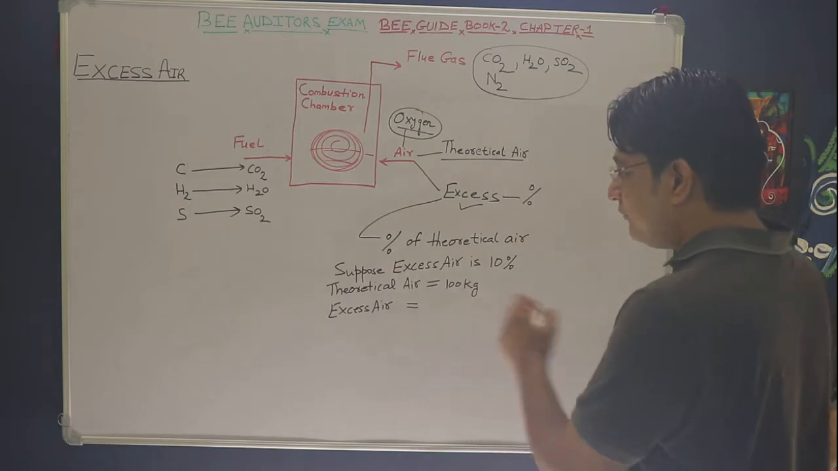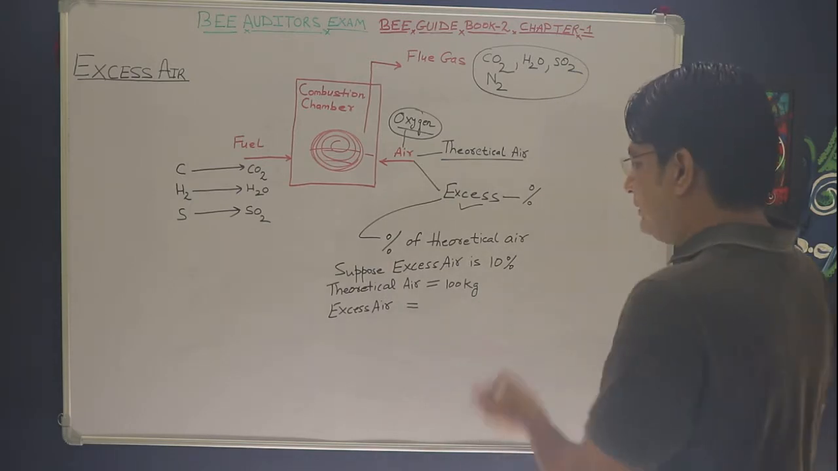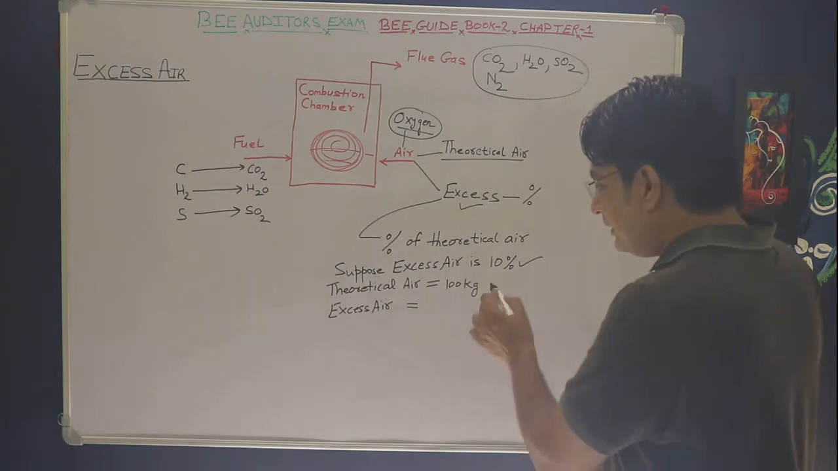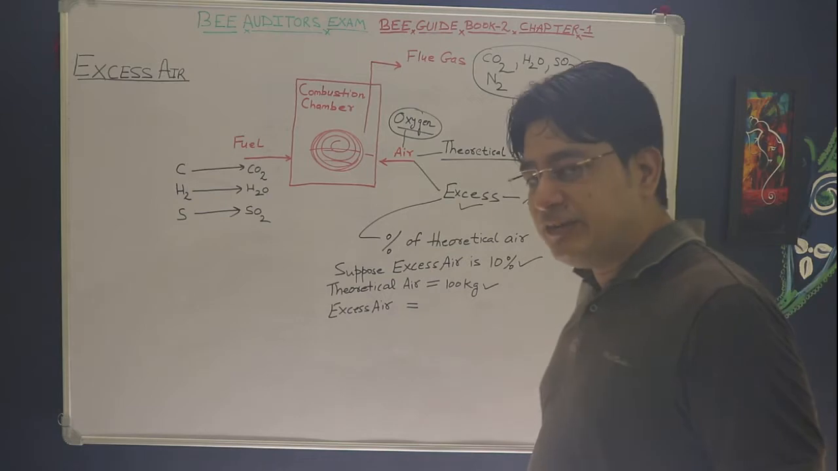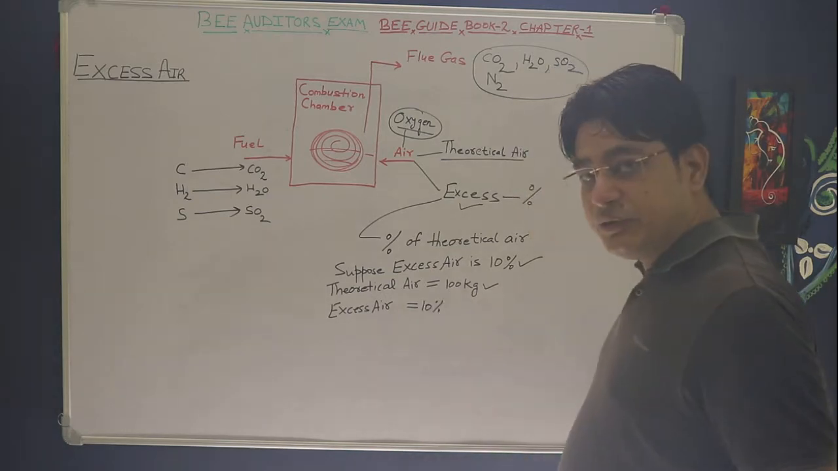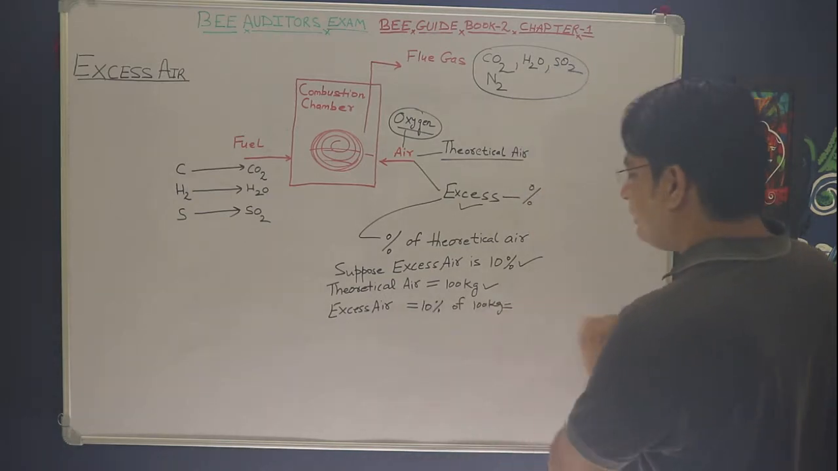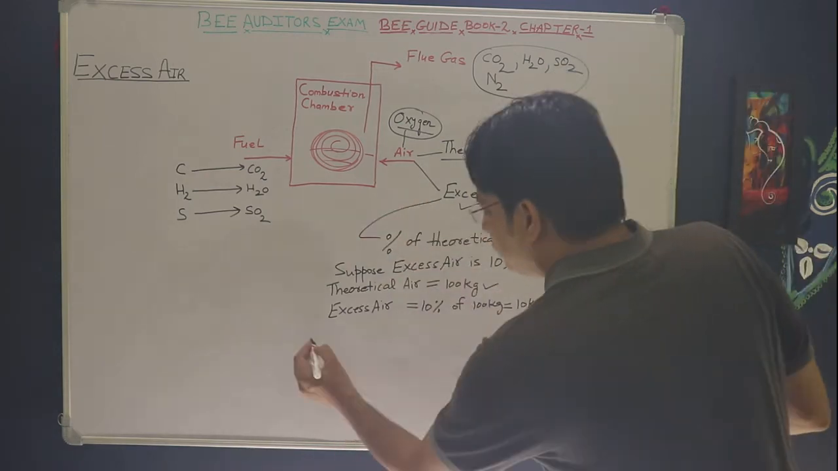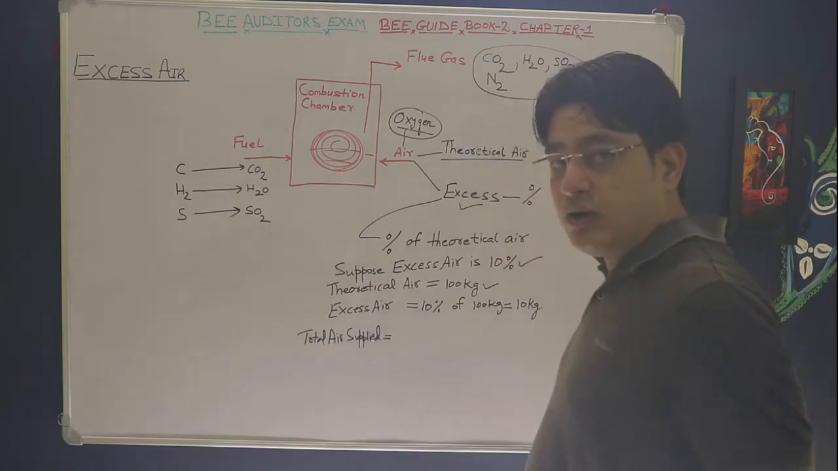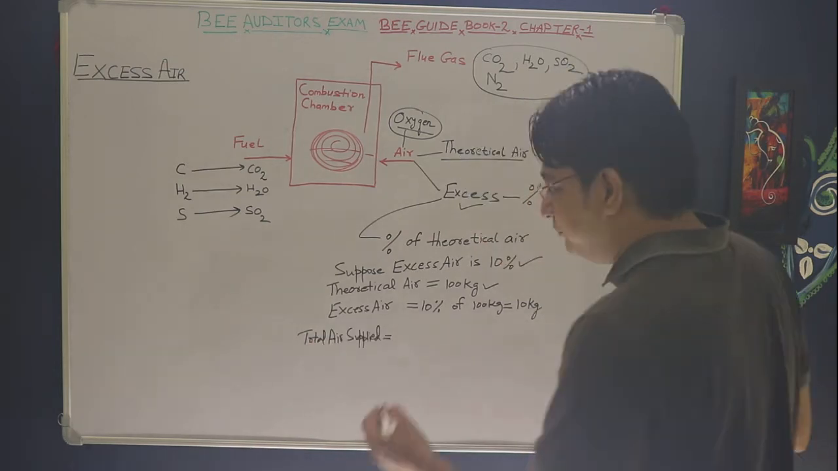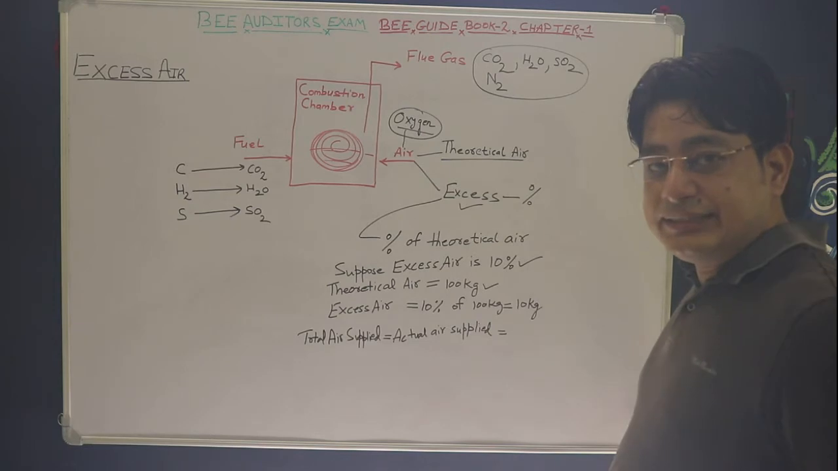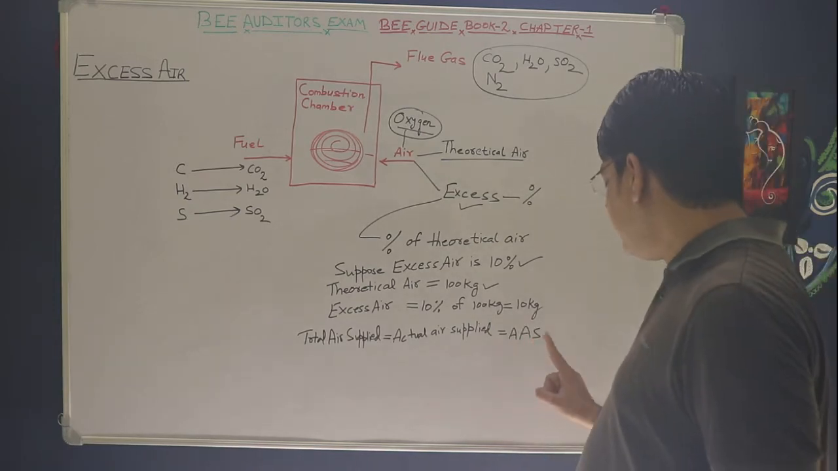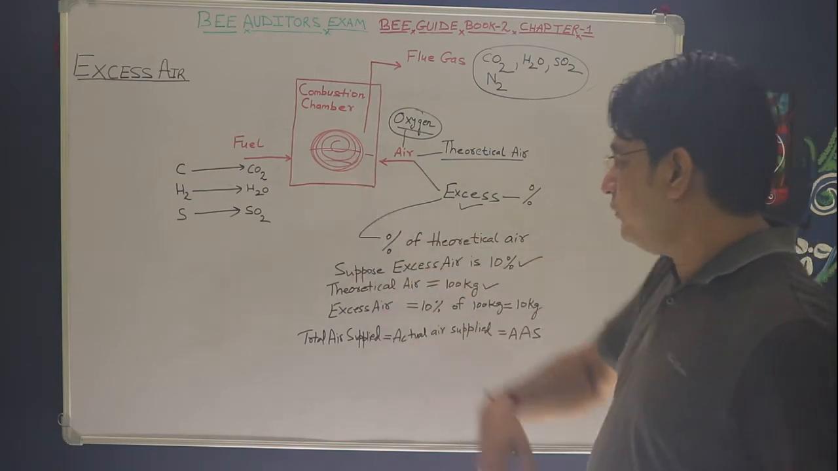Now suppose the excess air is given as 10% and your theoretical air is 100 kg, then what will be the value of excess air? Simply you can calculate 10% and it will come as 10 kg. You can say that the total air supplied, which is also called actual air supplied, that is written as AAS, is nothing but the actual air supplied for combustion of fuel.